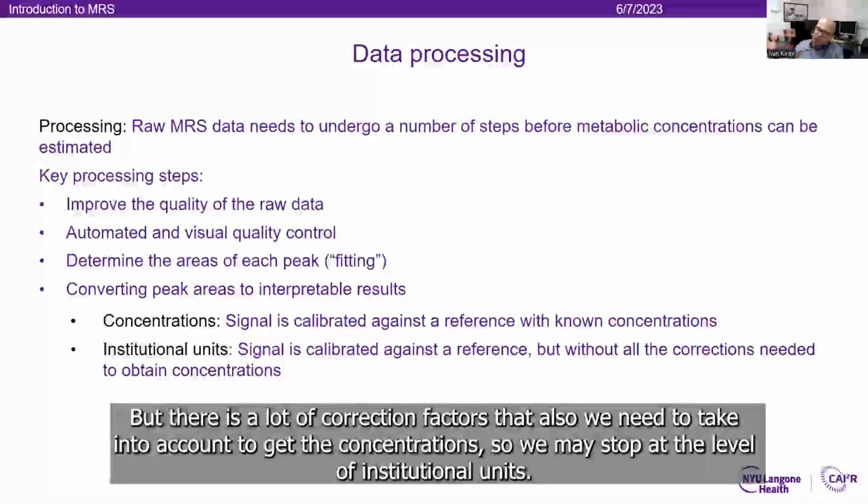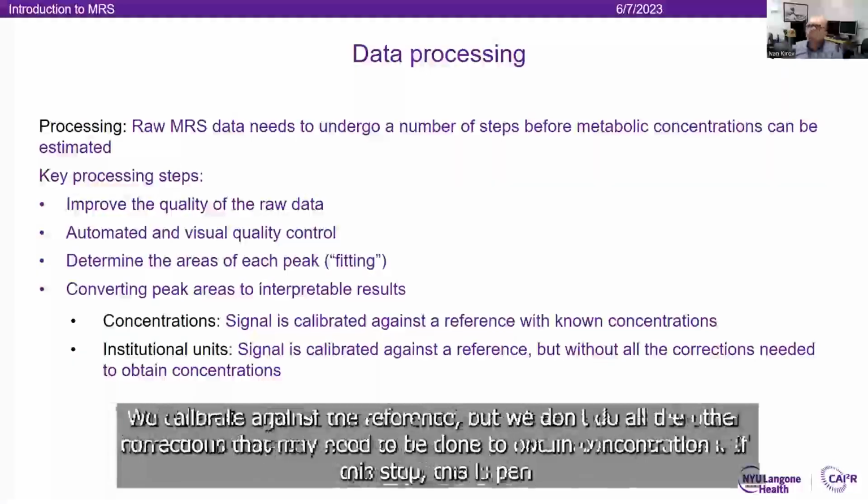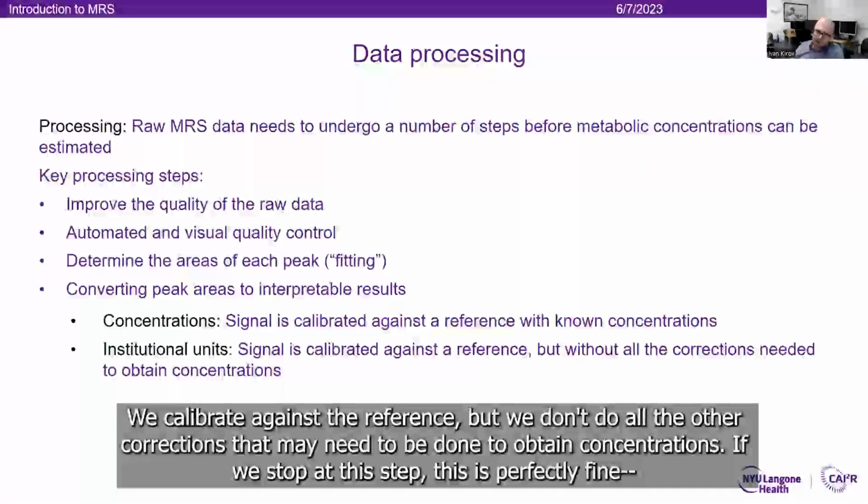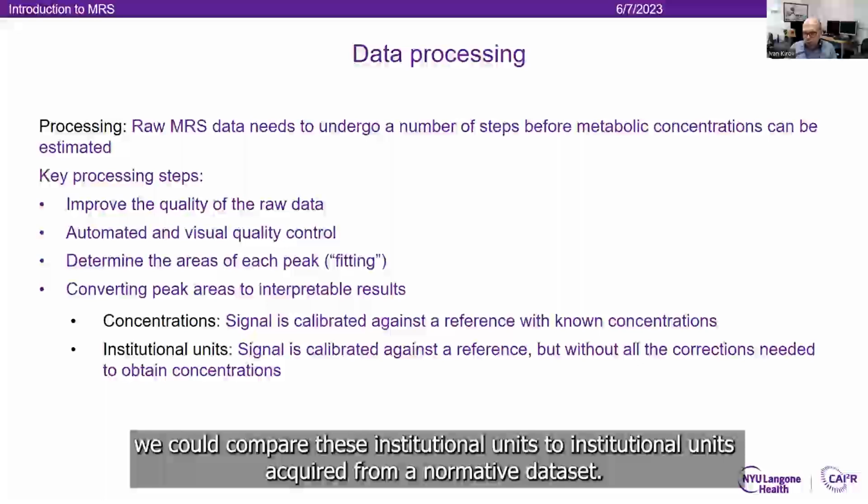But there are a lot of correction factors that we also need to take into account to get to concentration. So it may stop at the level of institutional units. We calibrate against the reference, but we don't do all the other corrections that need to be done to obtain concentrations. If we stop at this step, this is perfectly fine. We can compare these institutional units to institutional units acquired from a normative data set.